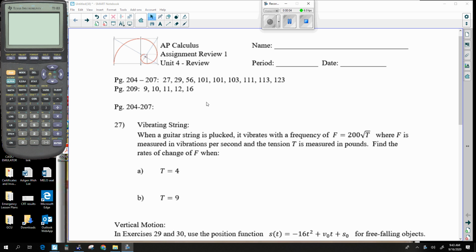Okay, here we go, boys and girls. This is the Unit 4 Review 1. So let's go ahead and take care of this. This has a lot to do with, obviously, differentiation, implicit differentiation, and all that good stuff.